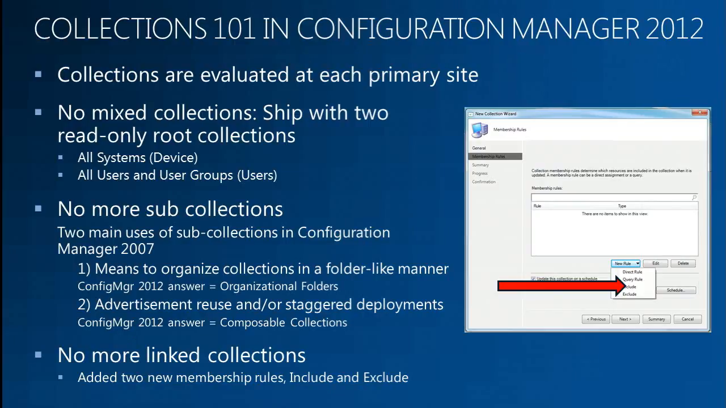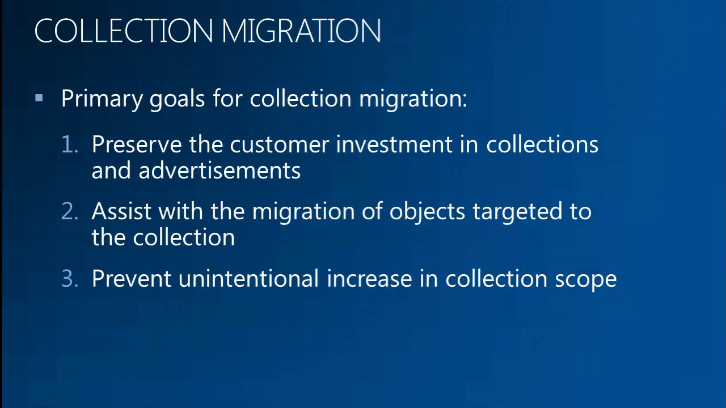And then link collections. We actually have 2 new. So you're aware of direct rules and query rules, but we also added include and exclude. So basically, if you create a collection hierarchy, you don't have to write these complex queries anymore. You can actually just click include, open up the collection dialog, and select the collections to include and exclude. So it's a really great feature. So for the most part, thinking about collections, they're evaluated at each primary site, and they're flat. Those are the 2 ways that I always think about them.